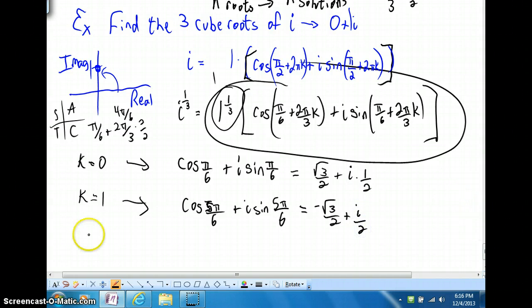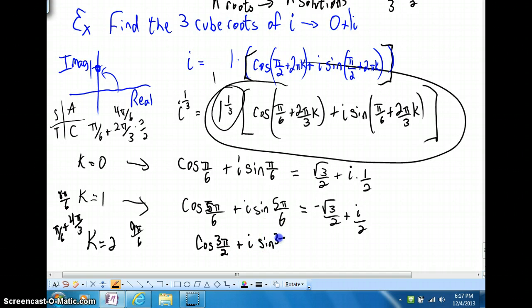And then finally, if we were to take k is equal to 2, you can see very quickly you'd have pi over 6 plus 4 pi over 3. Now 4 pi over 3 would be 8 pi over 6. And if you add 1 pi over 6 to 8 pi over 6, you'll have 9 pi over 6. But what is 9 pi over 6? Reduce out a 3 from the top and the bottom. You will have just 3 pi over 2. Wow, would you look at that?